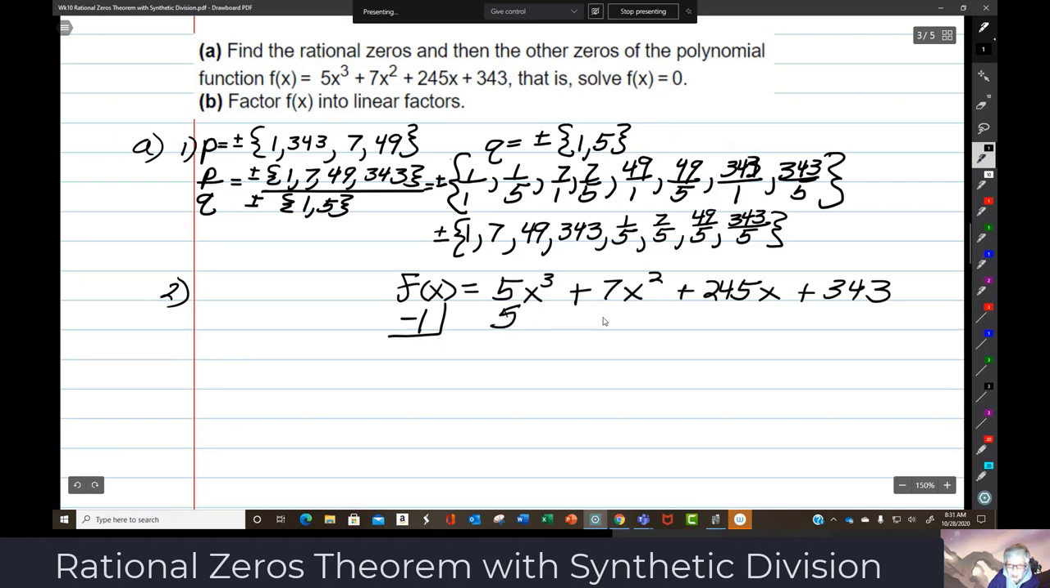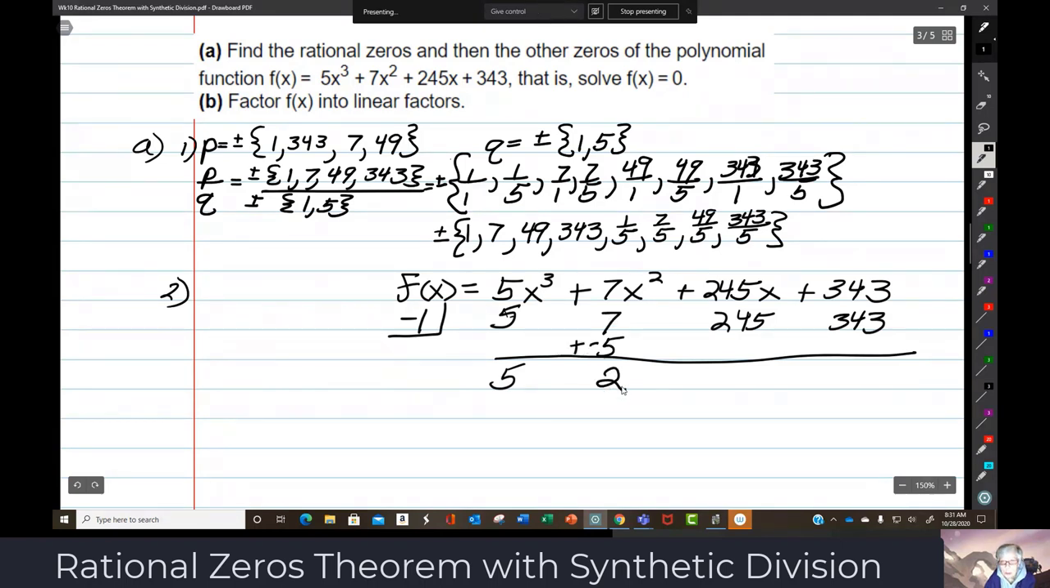And then the coefficients, 5, 7, 245, and 343. Now I skip a line and draw a line. Bring down the 5. 5 times negative 1 is negative 5. 7 plus negative 5 is 2. I don't feel good about this. 2 times negative 1 is negative 2. And that'll give me 243. Minus 243 does not give me a remainder of 0.